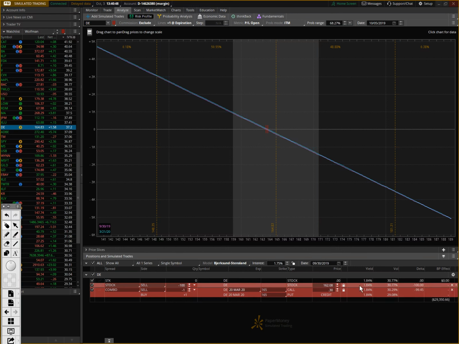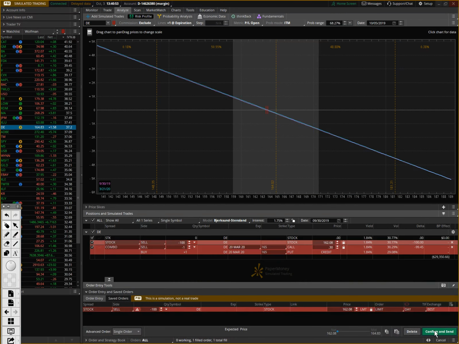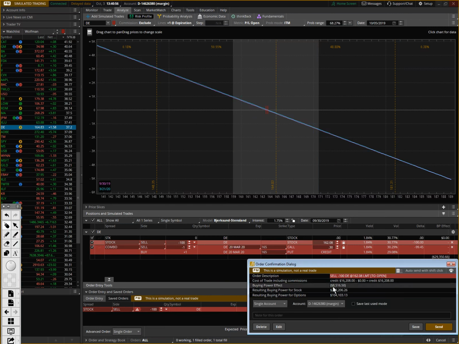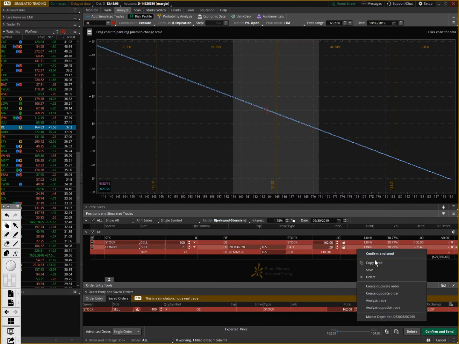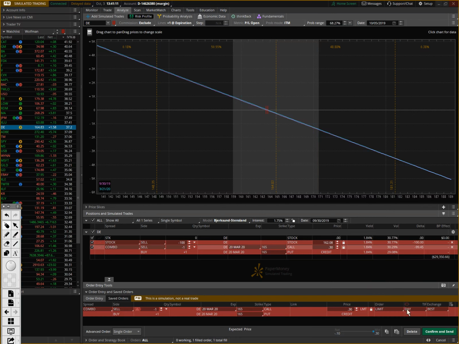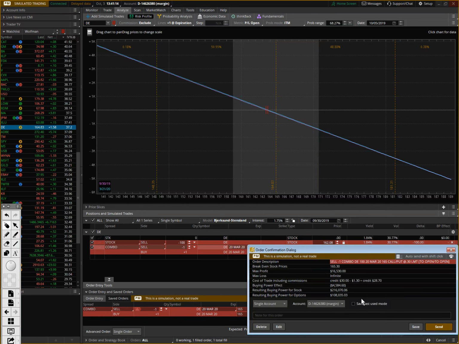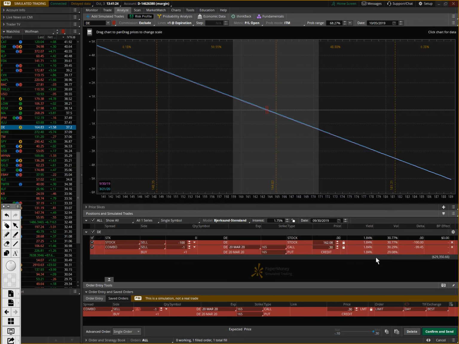Let me see if I can copy the trade. Oops, I don't want to do that. I want to duplicate the order. I sell that. So if I go to confirm and send, you're going to see my buying power effect here is negative $8,000. So I'm going to have to put up $8,000 for that position. If I create the duplicate order there, confirm and send, you can see that my buying power effect is only 4,000. So half the amount.